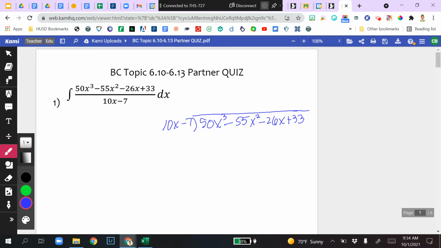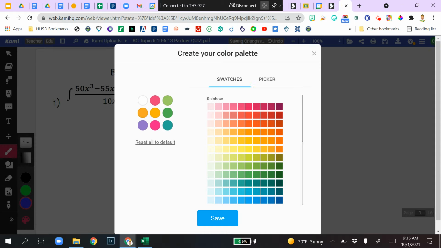Okay, let's go ahead and try this. So, how many times does 10x divide 50x cubed? 5x squared. Good. Okay, and then I'm going to distribute that through. So I would get 50x cubed. 5x squared times negative 7 is what? Negative 35x squared. Okay, and then I need a totally different color because that one is not going to work very well. Let's try teal.